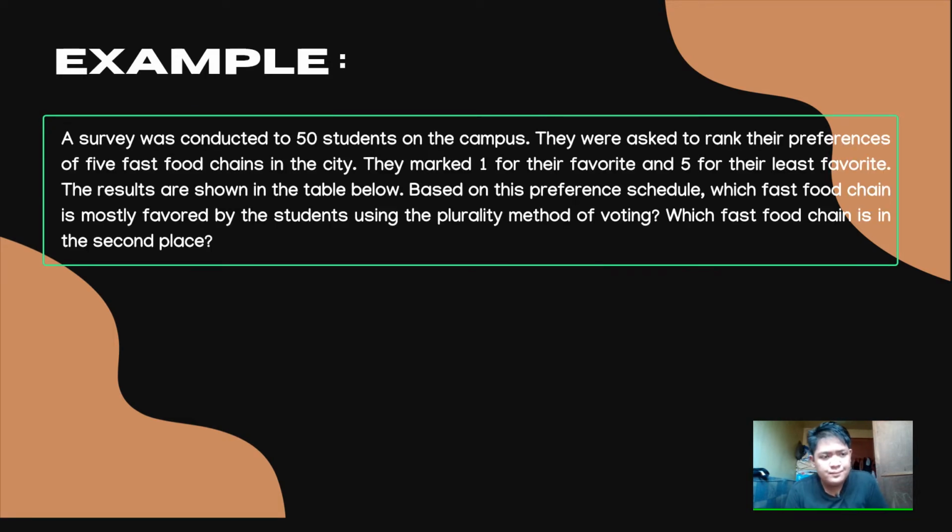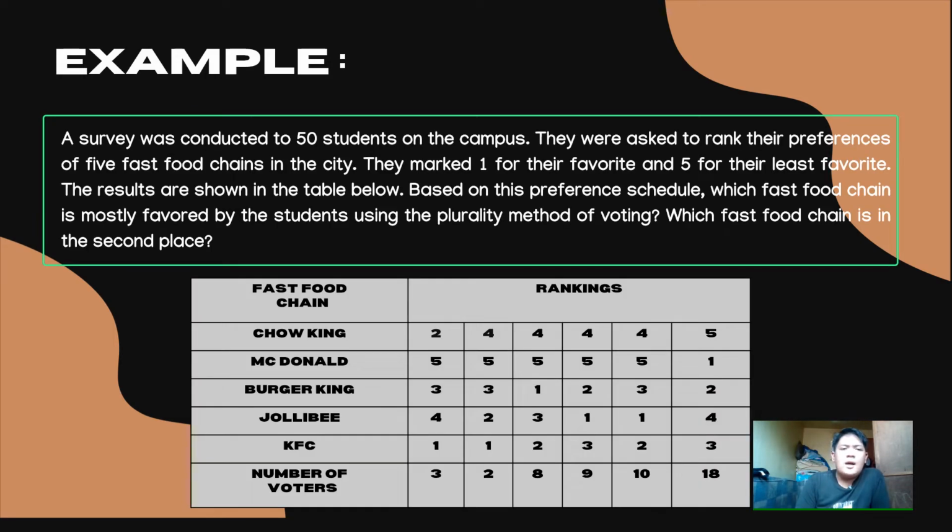For example, a survey was conducted on 50 students on a campus. They were asked to rank their preferences of 5 fast food chains in the city. They marked 1 for their favorite and 5 for their least favorite. The results are shown in the table below. Based on this preference schedule, which fast food chain is most favored by the students using the plurality method of voting, and which fast food chain is in second place?